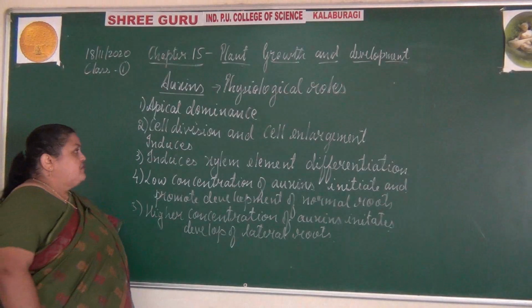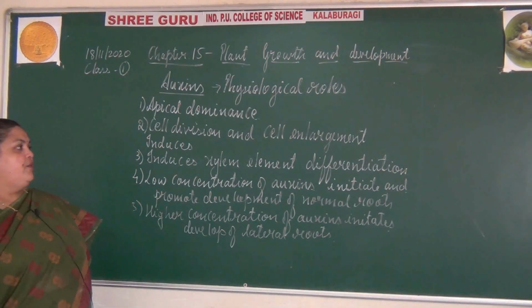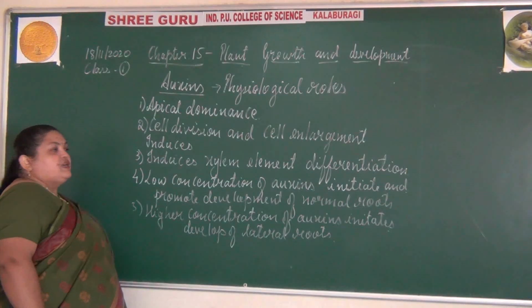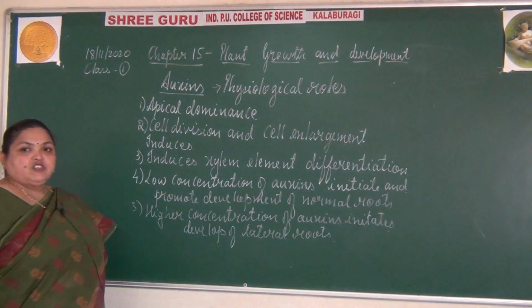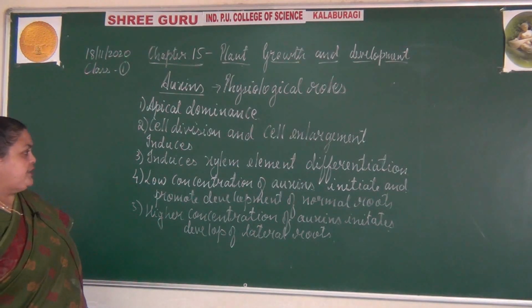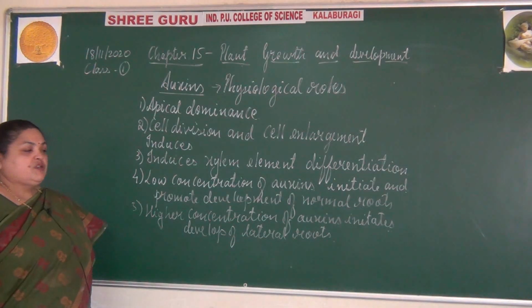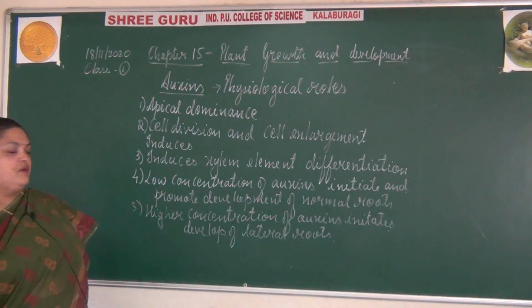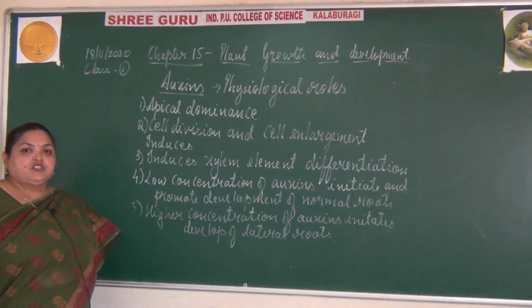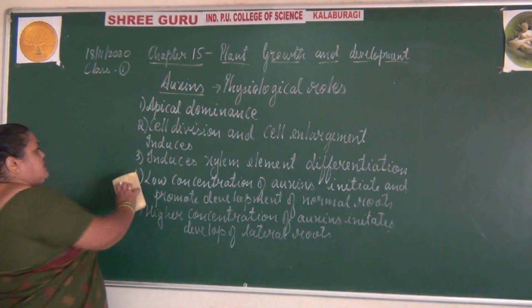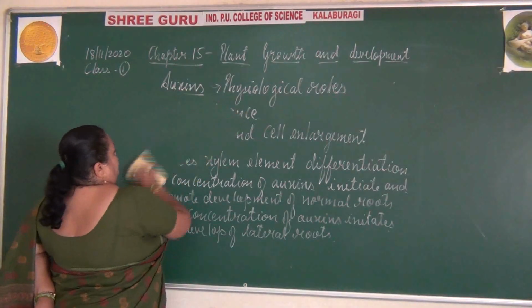So these are the 5 points. Later on we will go through them again: apical dominance, cell division and cell enlargement, induction of xylem element differentiation. A low concentration will initiate the growth of normal roots, while a higher concentration increases the development of lateral roots. Then, what are the other roles?